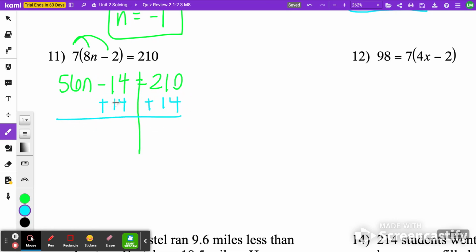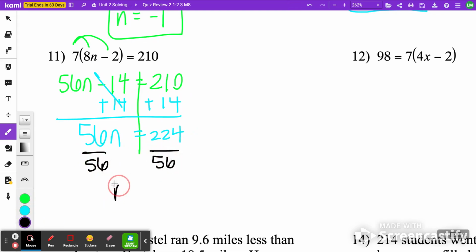These 14s cancel out, so I have 56n is equal to 0 plus 4 is 4, 1 and 1, 224. Now I'm going to take that 224, and it's going to be divided by 56 to get n all by itself. N is equal to 4.